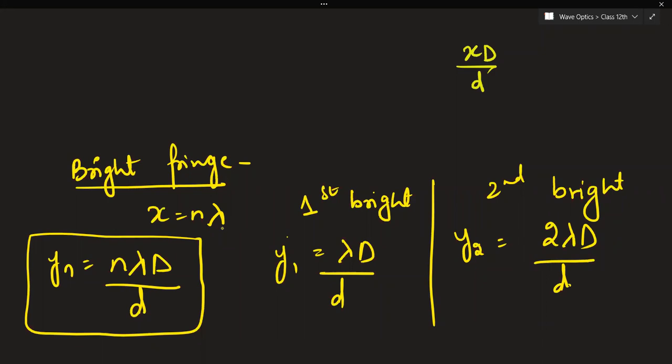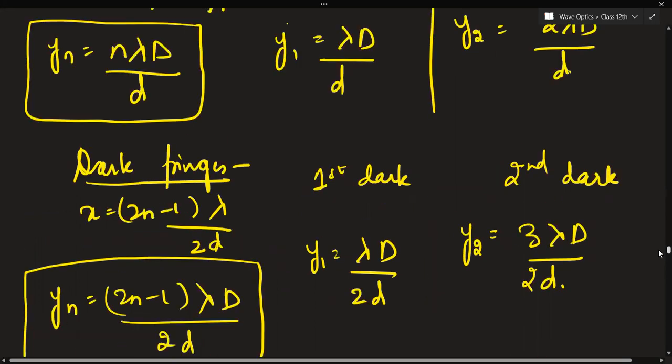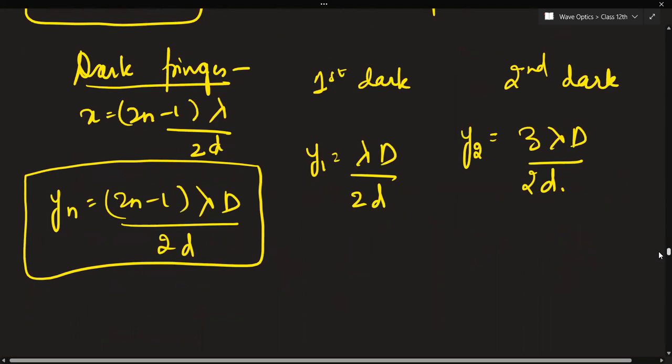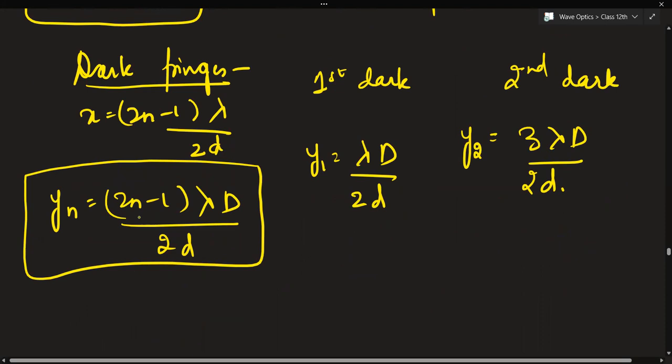Suppose you have a dark fringe. Instead of n lambda, you will put (2n minus 1) lambda by 2. When you put 2n minus 1 lambda by 2, you will get all the odd values. When you put 1, you will get lambda D by 2d. When you put 2, you will get 3 lambda D by 2d. When you put 3, you will get 5 lambda D by 2d.